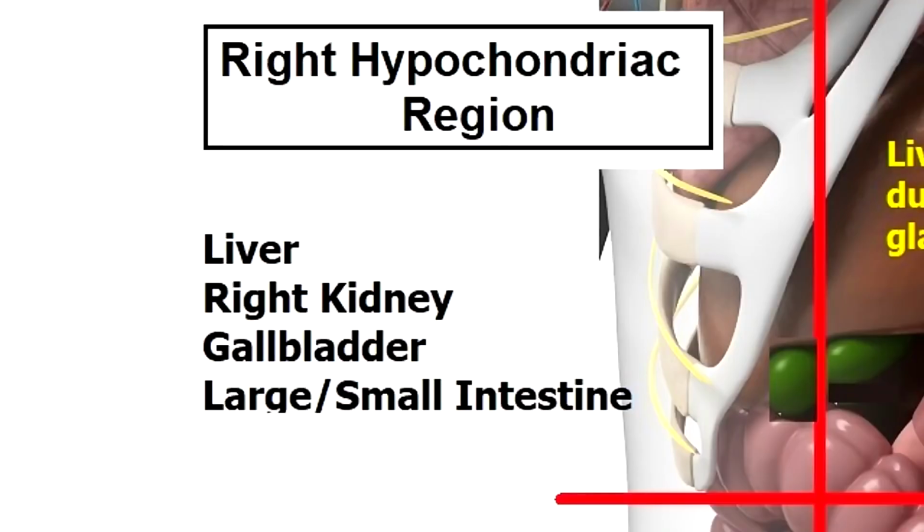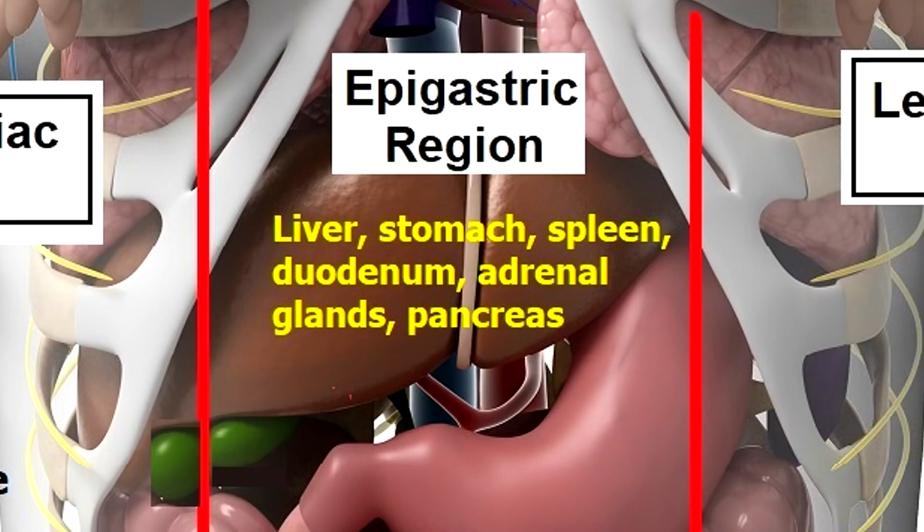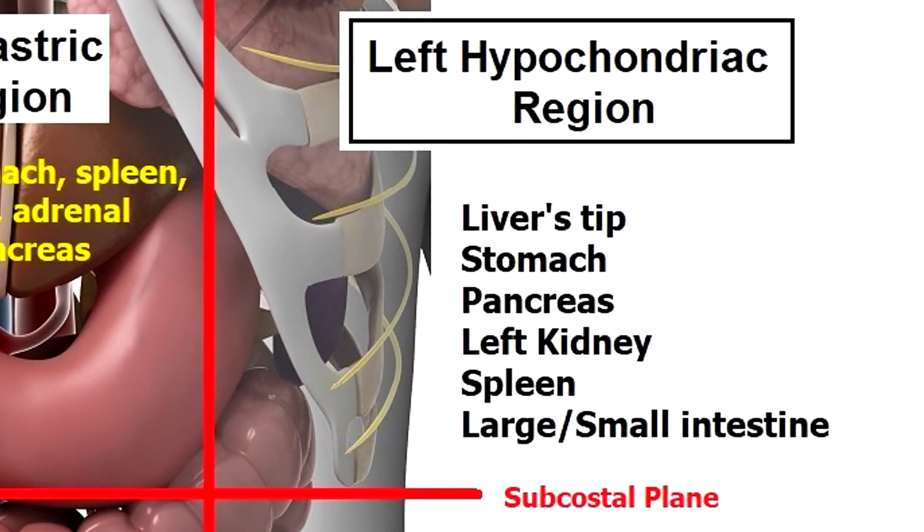So for the right hypochondriac region, you'll find organs such as the liver, gallbladder, right kidney, and portions of the small and large intestine. In the epigastric region, you'll find portions of the liver, as well as the stomach, pancreas, duodenum, spleen, and adrenal glands.